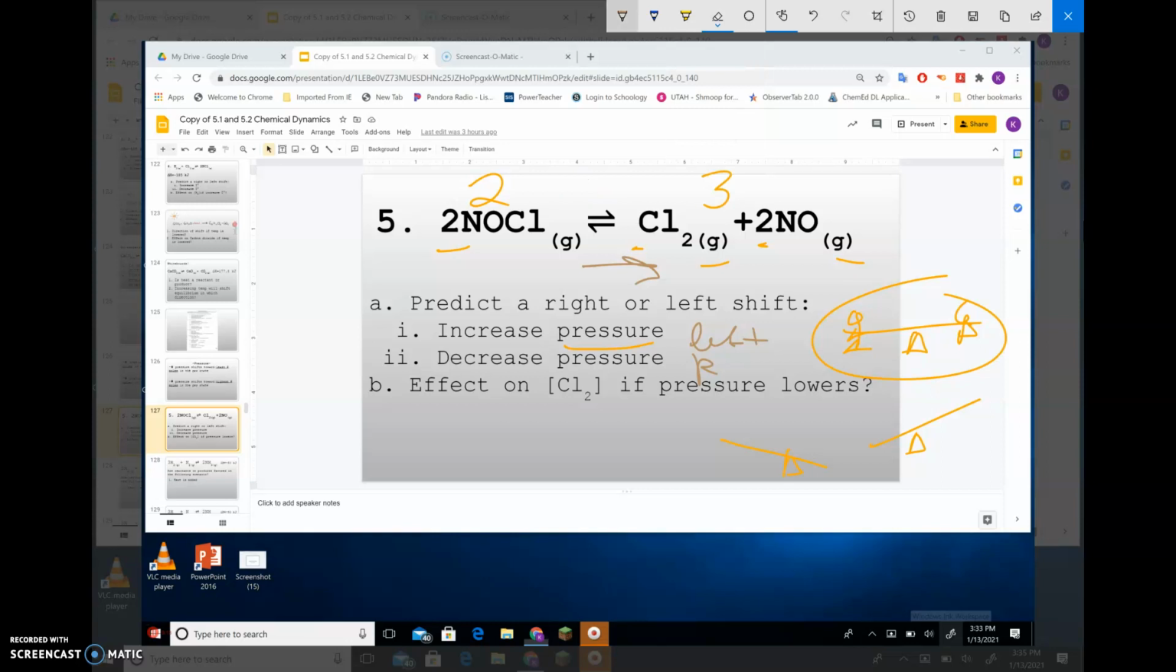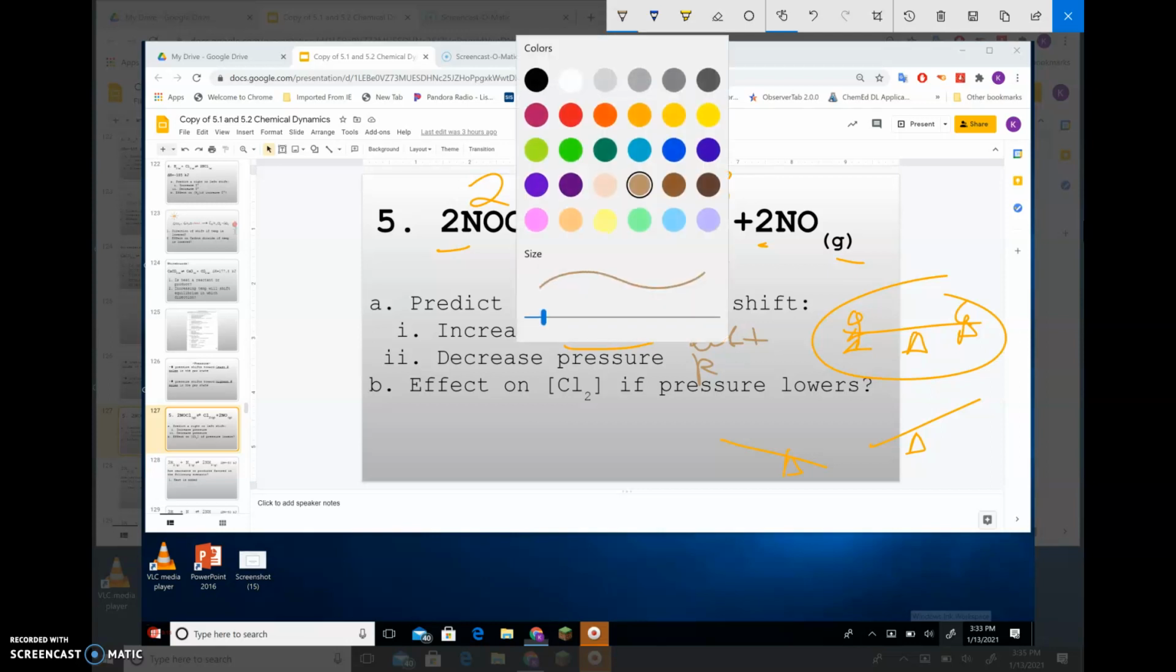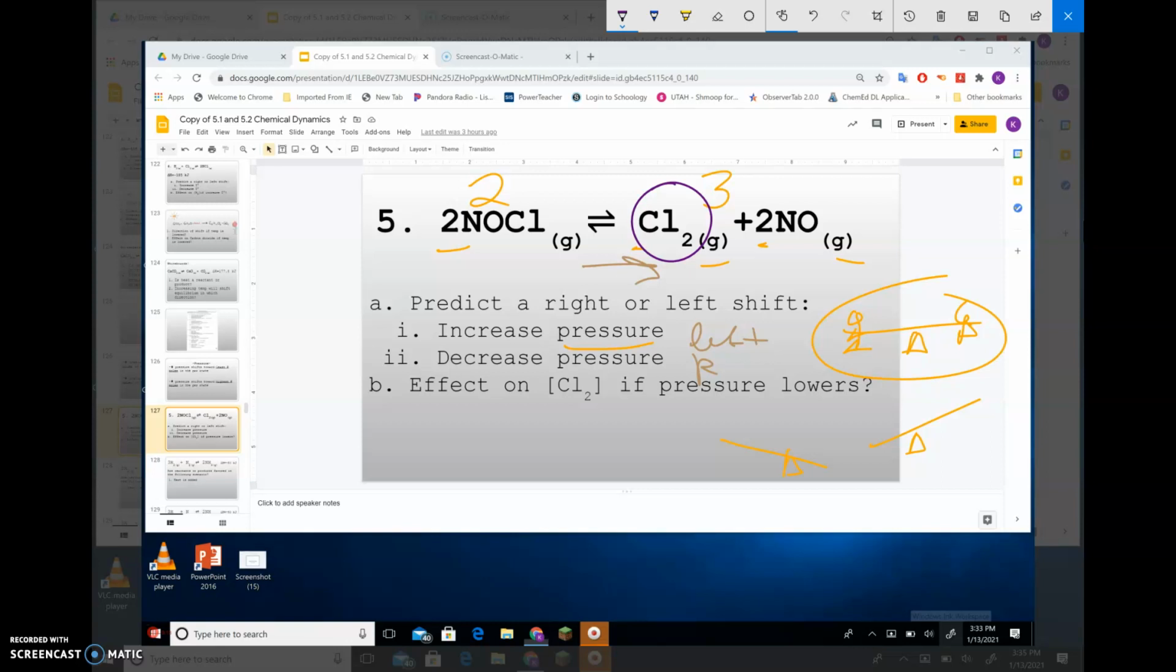Where's chlorine in conjunction to that? Chlorine is right here. It's in front of the arrow, which means that it's going to increase. So that chlorine is going to increase because it is in front of the arrow. Okay, let's do some other problems now.